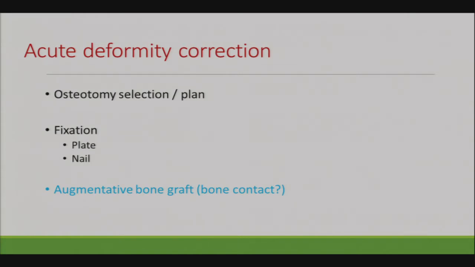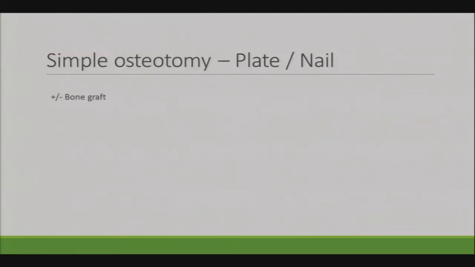This is probably the more fun stuff to most of you: the acute, let's correct it immediately, take a crooked leg, make it straight immediately, and fix it. So again, the real question here is, what is the bone contact going to be when you get done? And so this has got to be planned out to try to maximize bone contact and figure out if you need to add bone graft.